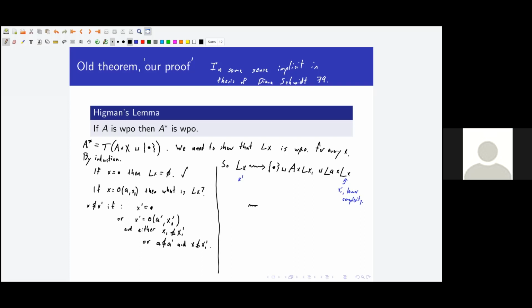And so that's the really squiggly line. But when you unroll this loop, what you get is this, LA cross X plus A cross LX1 plus 1.